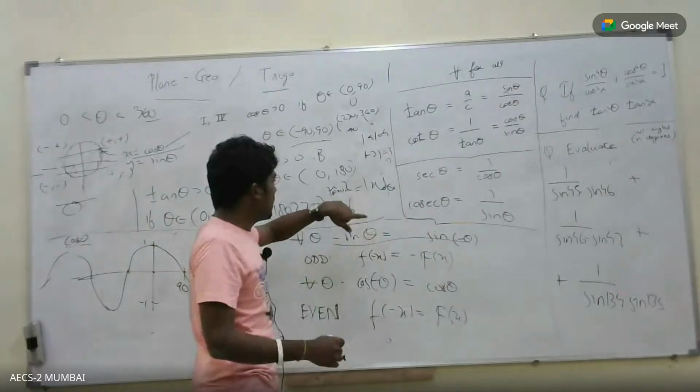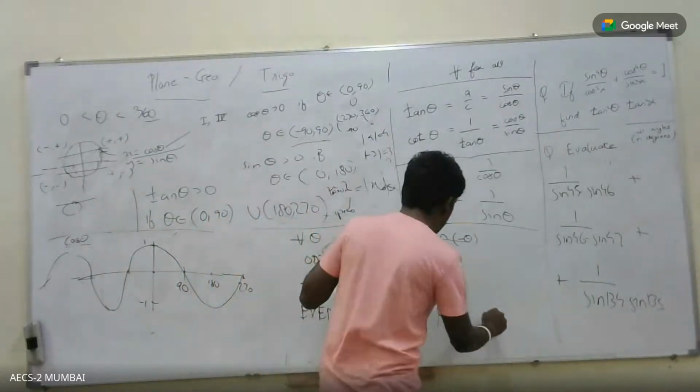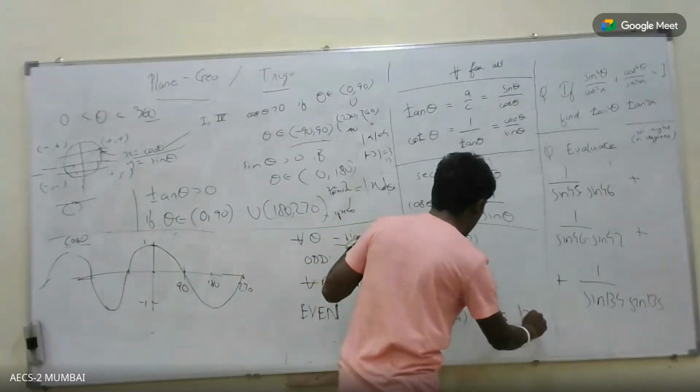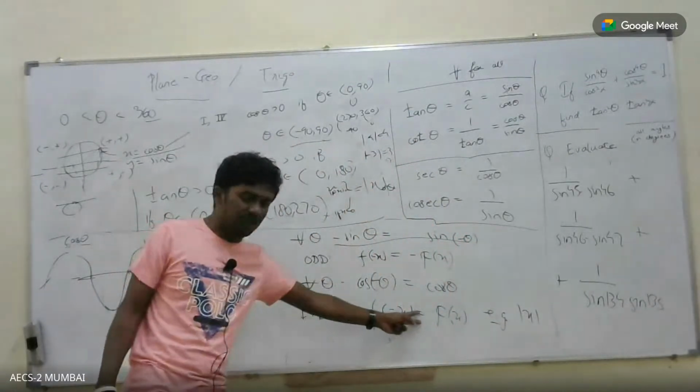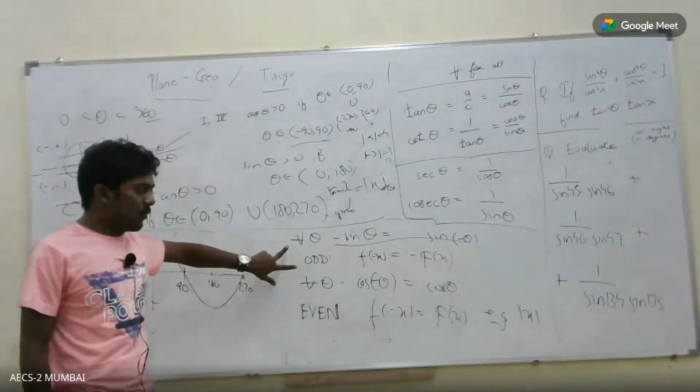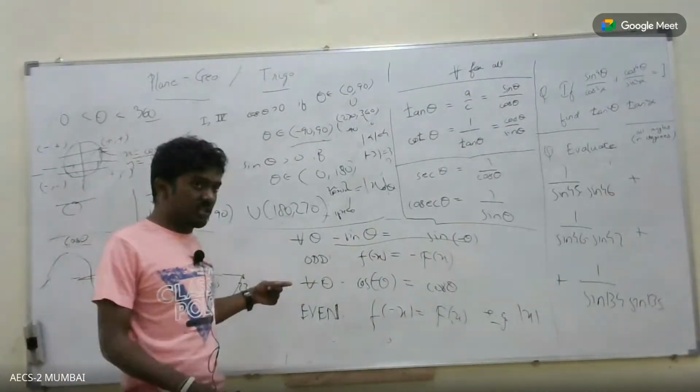So, ignoring all this, mod of x you can verify is also an even function. Why? Because mod of x is equal to mod of minus x. That's also the criterion for an even function. Right? So these are what we have learned now about the functions sine and cosine.